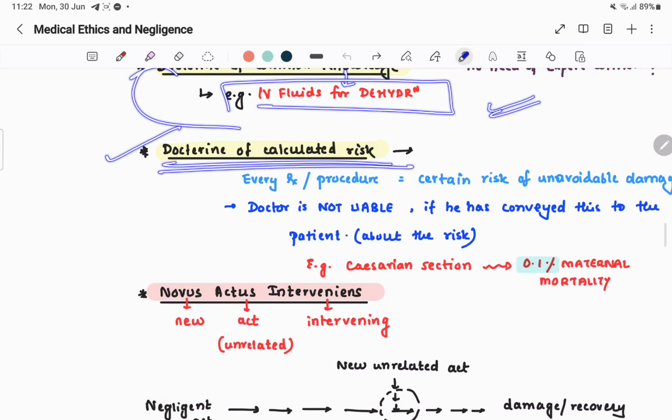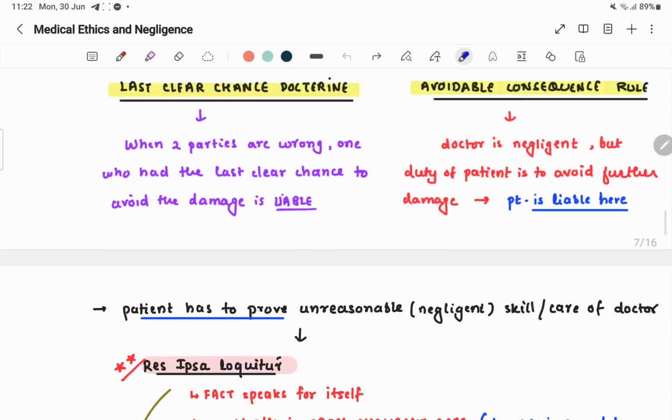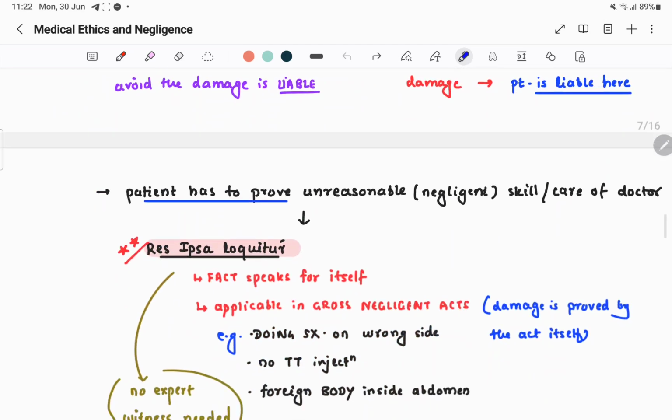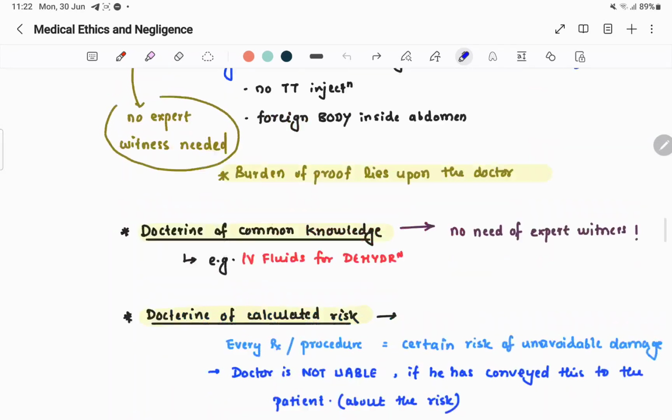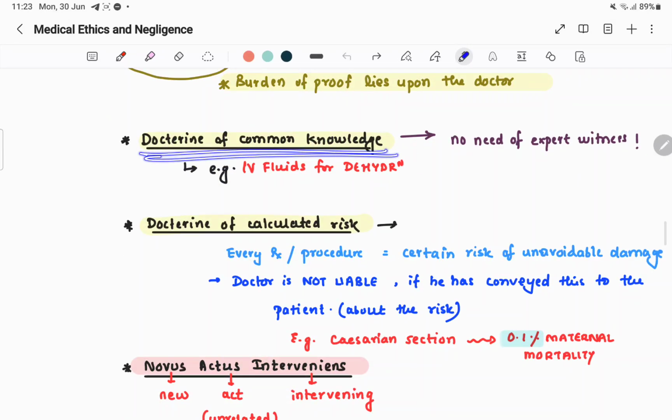Doctrine of calculated risk. Okay, we have some doctrines. The first one is res ipsa loquitur. Then the last clear chance doctrine. Then the avoidable consequence rule. Res ipsa loquitur, I told you, the fact speaks for itself, right? Then the doctrine of common knowledge.